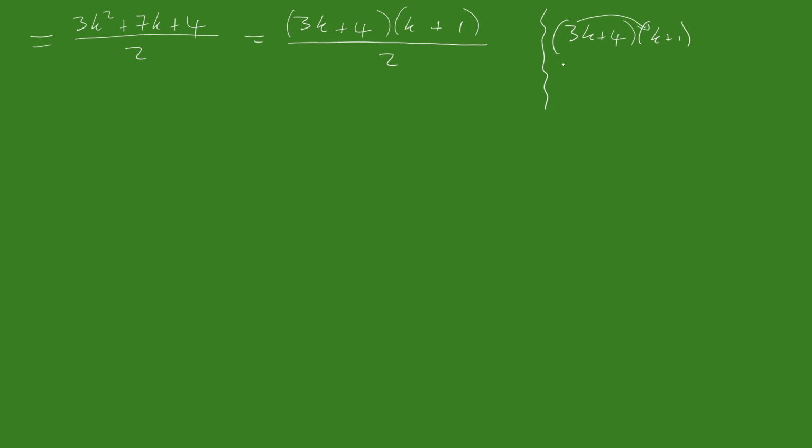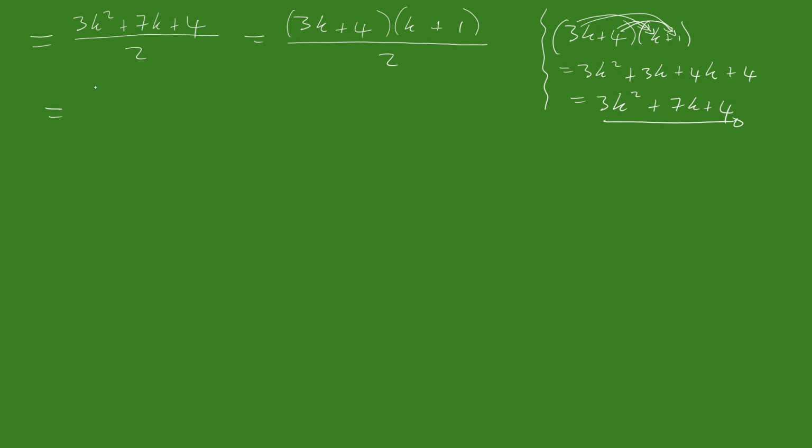3k times k is equal to 3k squared. 3k times 1 is equal to 3k. 4 times k is 4k. And 4 times 1 is 4. And if we simplify further, we have 3k squared plus 7k plus 4. So this factorization was correct. So that's good. So let's further manipulate this.